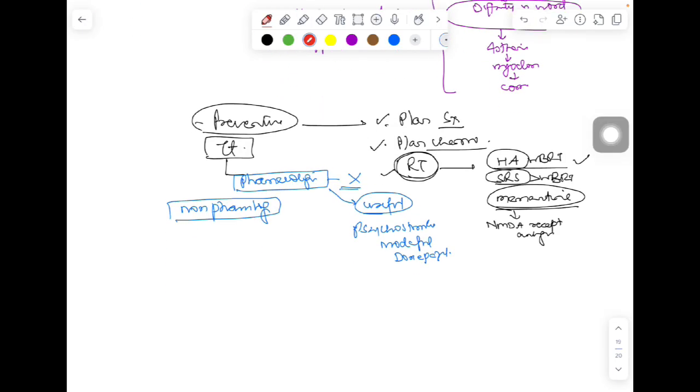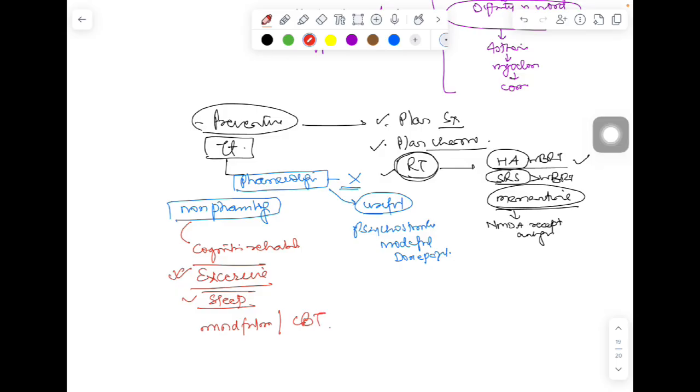Now in non-pharmacotherapy, what do we have? We have cognitive rehabilitation. We have exercise. Exercise has been found to be directly related to cognitive improvement. Then good sleep, so sleep hygiene, then mindfulness, and CBT, cognitive behavioral therapy. And also treat the associated factors: anemia, hypothyroidism, fatigue, distress, everything should be addressed. So these are the ways of preventing and treating decline in neurocognitive dysfunction. So this concludes the chapter on the neurocognitive effects, or chemobrain, or CRCI.